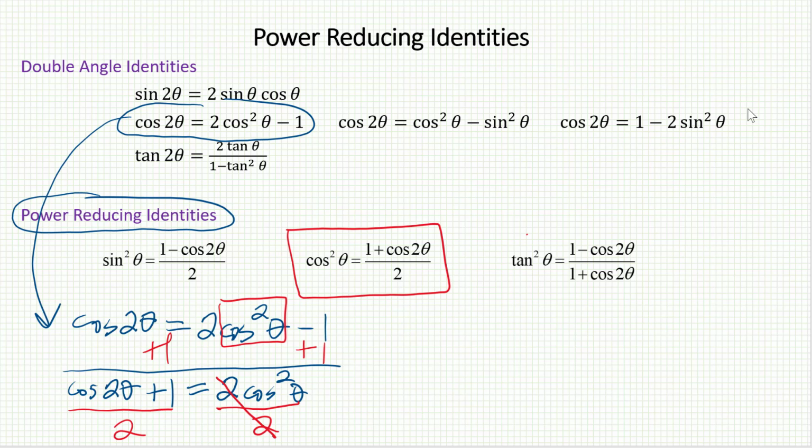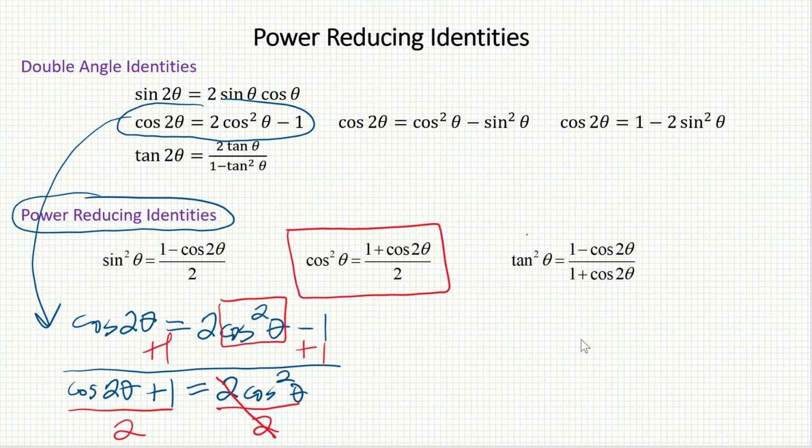If you did the same type of calculation with this double angle identity for cosine, you'd obtain this power reducing identity. The tangent one is easy enough to obtain from these first two. Tangent squared would be sine squared over cosine squared, so just divide these first two and you'll get this.